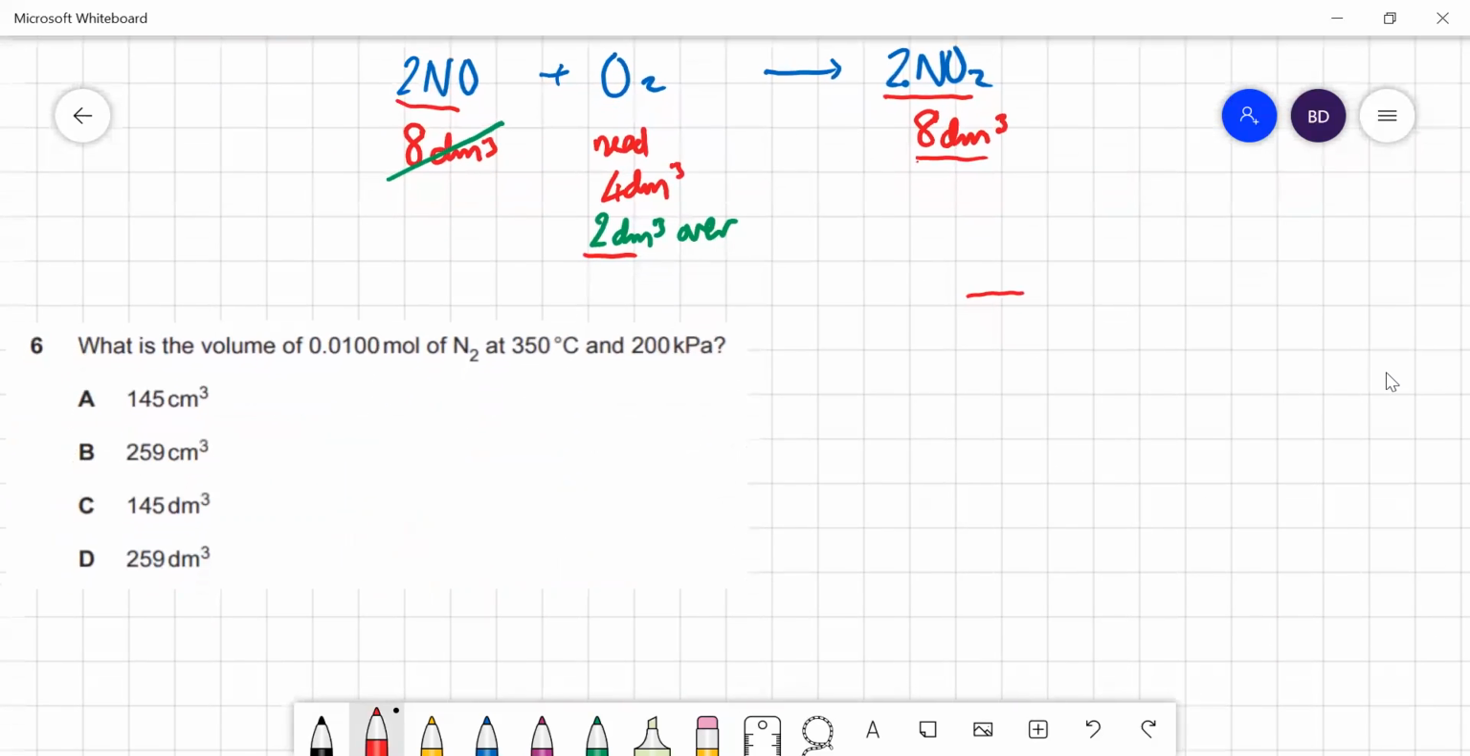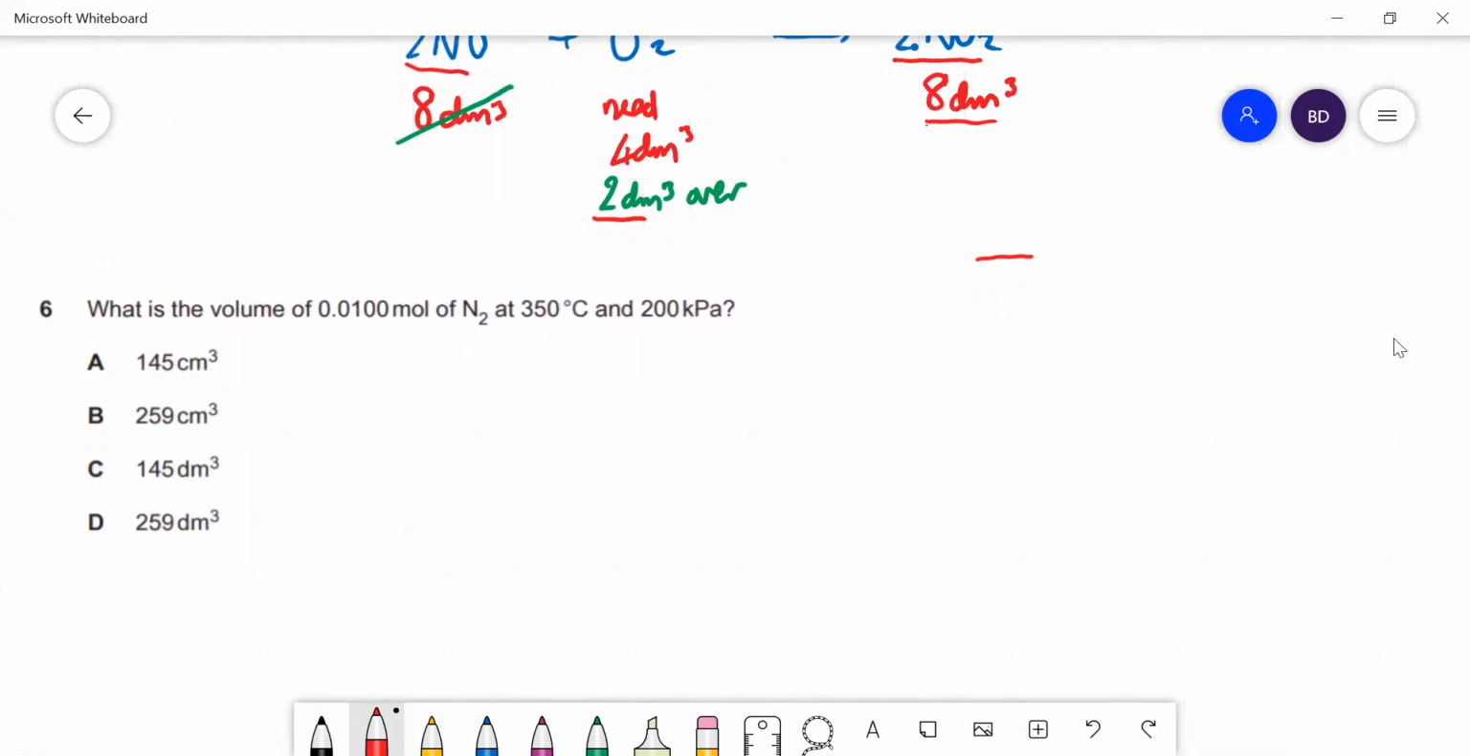Okay, now we have to use the ideal gas equation for this one. It's not standard temperature and pressure. What's the volume of 0.01 mole of nitrogen? Okay, so we need to convert this into Kelvin. So add 273. So that is going to give us 623 Kelvin.